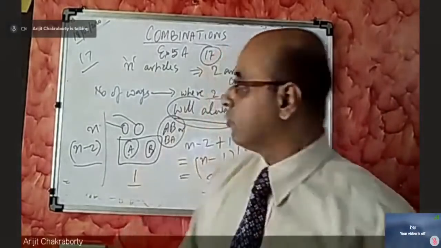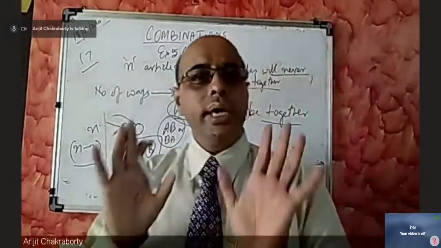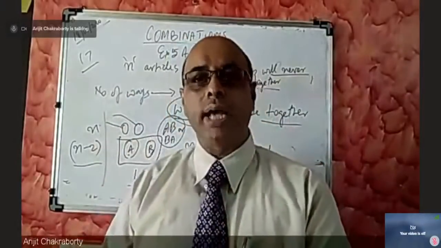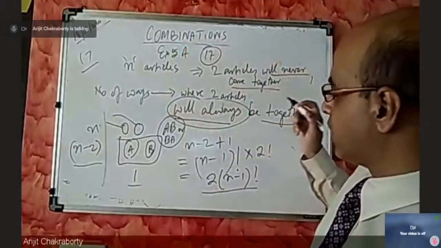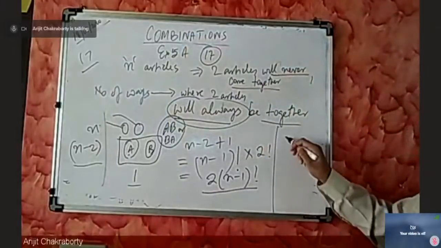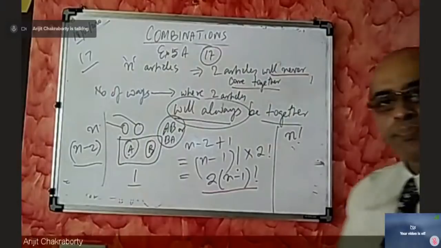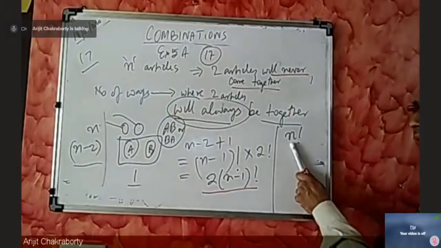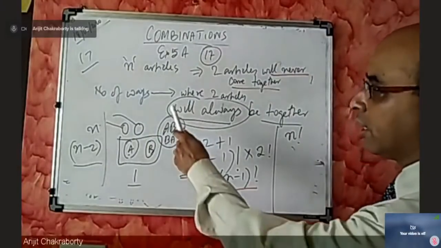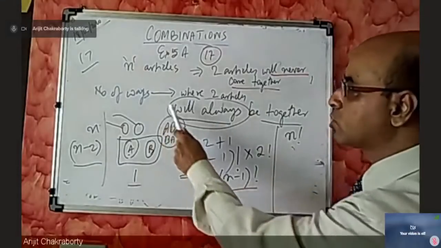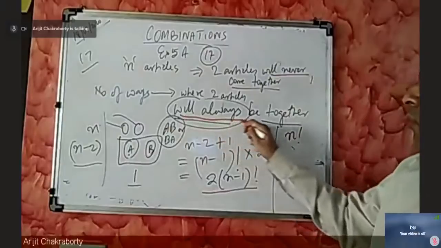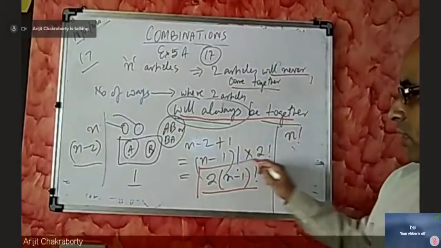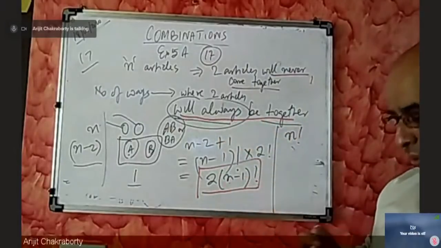Now the question is, we started with n objects. In general, n objects can be arranged in how many ways? It can be arranged in n factorial ways. Out of the n factorial ways, there are how many cases when these two articles will always be together? How many cases are there? It is this: 2 into n minus 1 factorial.